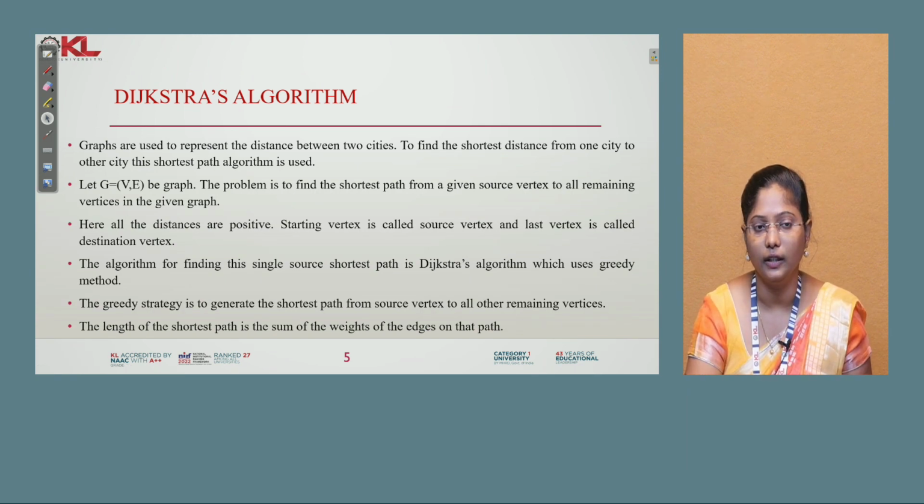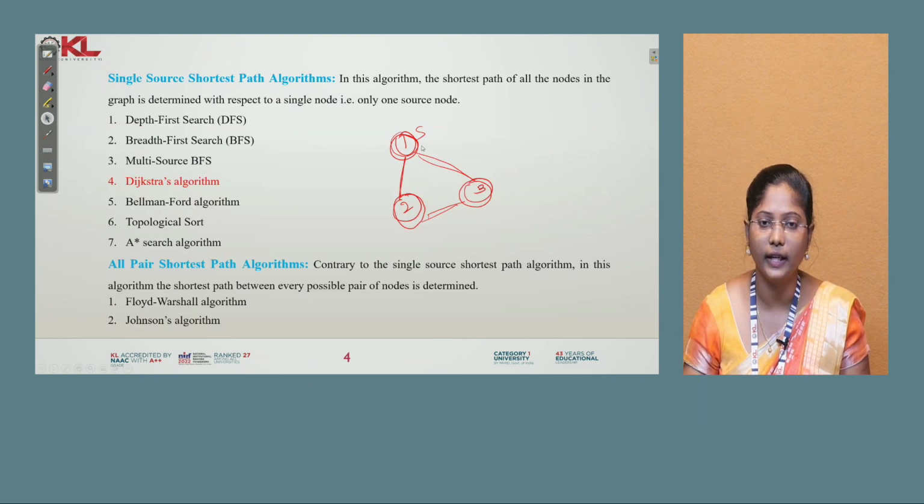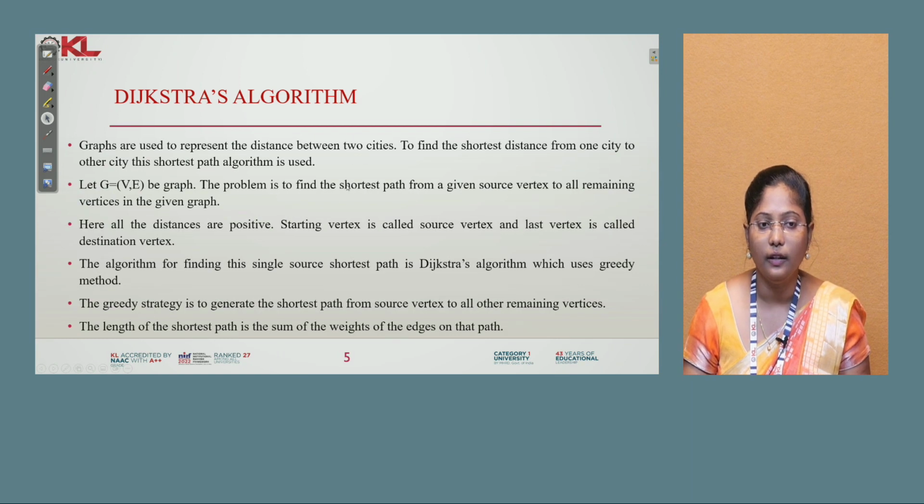Then Dijkstra's algorithm. Before knowing this algorithm, there are some basic points we need to know. Generally, a graph is a set of vertices and edges, right? These graphs are used to represent the distances between two cities. To find the shortest distance from one city to another city, the shortest path algorithm is used. This problem is used to find the shortest path from a given source vertex to all remaining vertices in the given graph. That is what we discussed here in this diagram. And before doing that, we need to remember one point: all the distances are positive only, all the time, and the starting vertex is called the source vertex and the last vertex is called the destination vertex.